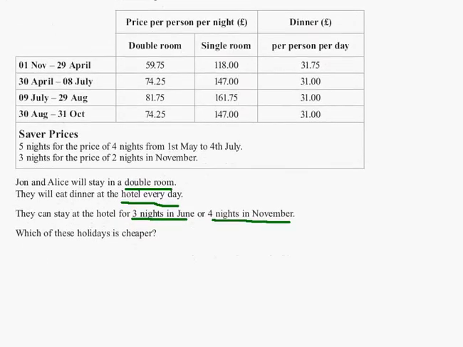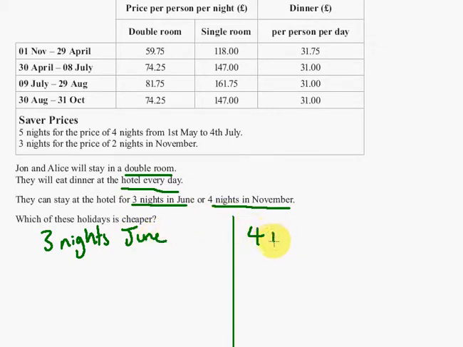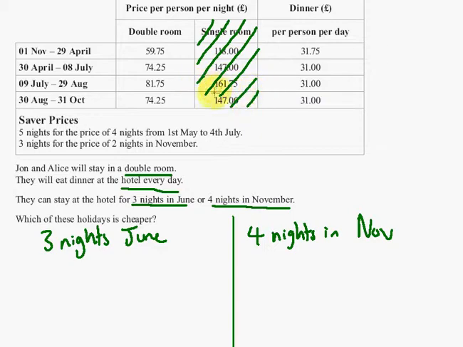Okay, so I like to split my page in half. So on the left side I'm going to have June, 3 nights, and 4 nights in November. And we're just going to have to compare the costs. Well, first of all, we can start scribbling out stuff that we don't need, okay? They want to stay in a double room, so I don't need to look at any of the prices in the single room, okay? Let's start off with June first of all.